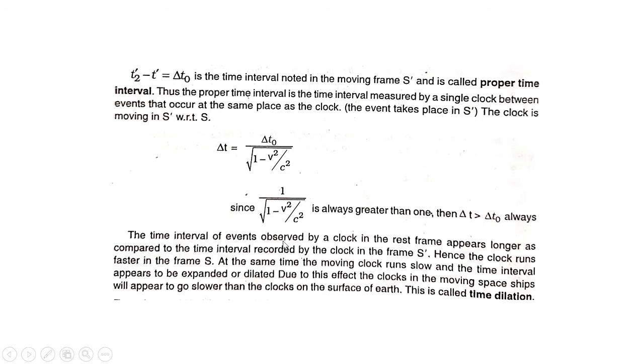The time interval of events observed by the clock in the rest frame appears longer compared to the time interval recorded by the clock in the frame S dash. Hence, the clock runs faster in the frame S. At the same time, the moving clock runs slow and the time interval appears to be expanded or dilated due to this effect. The clock in a moving spaceship will appear to go slower than the clocks on the surface of Earth. This is called time dilation.